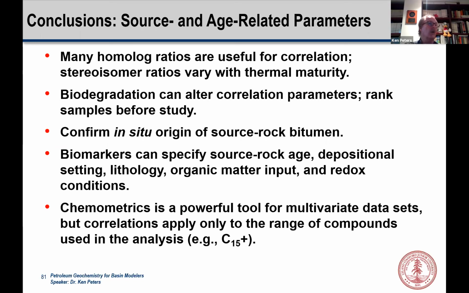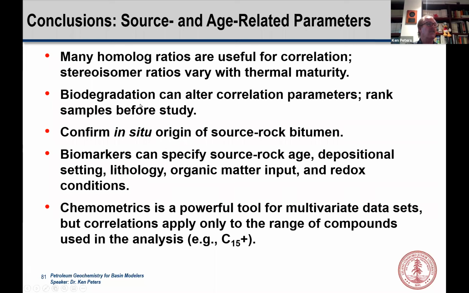We're looking at homolog ratios like C28 to C29 steranes, for example. Homolog ratios are useful for correlation. We use stereoisomer ratios for thermal maturity, and I haven't lectured about those here, but stereoisomer ratios are discussed in detail in the Biomarker Guide.